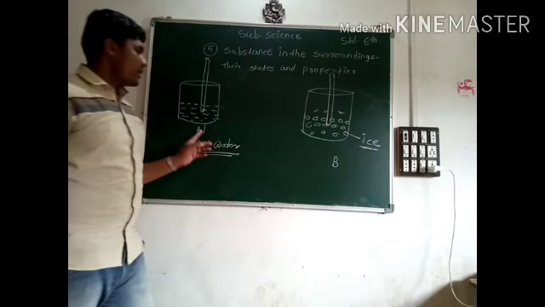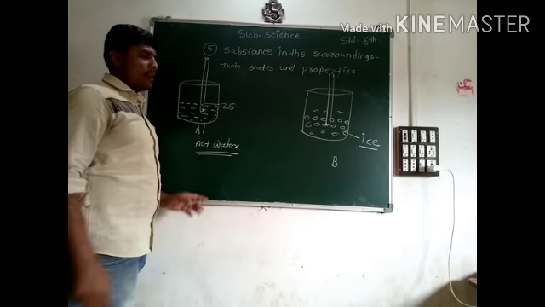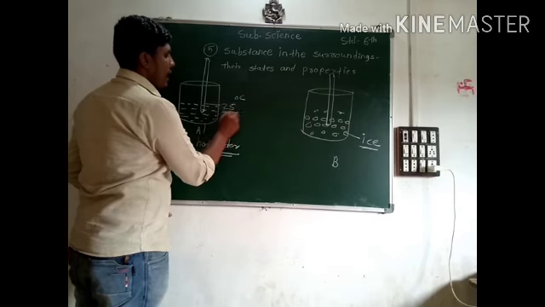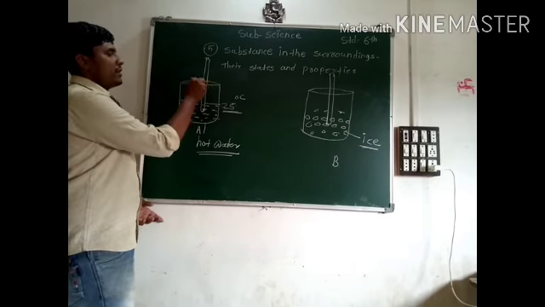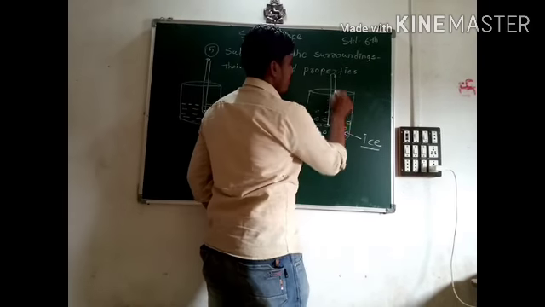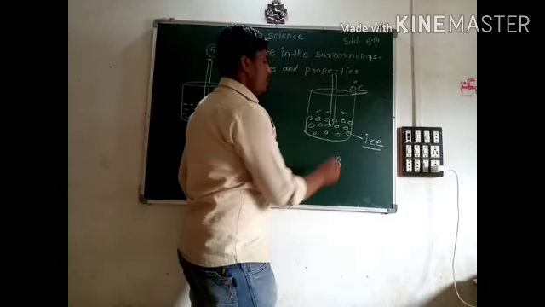Imagine the hot water temperature is 25, that means 25 degrees Celsius. The temperature is measured accurately by the thermometer. And the other is ice. Its temperature is 0 degrees Celsius.